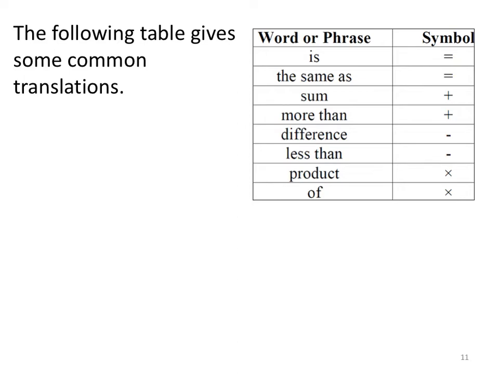When you see the word is, that's a pretty direct translation into the equal sign, okay? Or the same as, it's not as common, but the word is. Sum is addition. It's the answer to an addition problem. Specifically, more than generally indicates that we're adding value to something. Difference, that one is not as well known, but difference is subtraction, you guys. Now this one right here is one we got to be careful with, less than. Now let's talk about that after we go over the rest of these. Product is a multiplication problem.